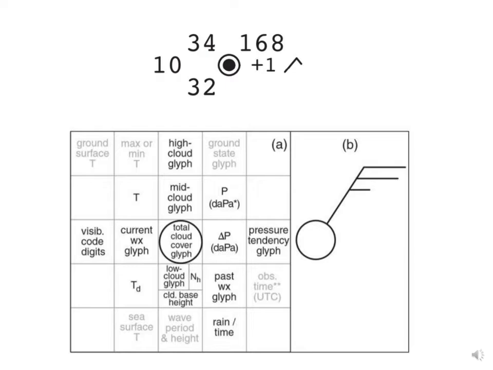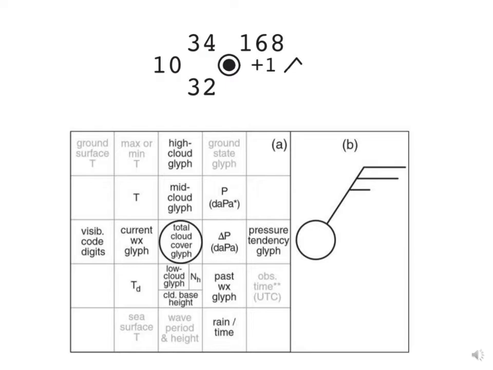This would be overcast. And then the upper left quadrant, the 34, is our temperature. The lower left quadrant, the 32, is our dew point temperature. And both of those are in degrees Fahrenheit because we're in the United States and we do it different than everybody else on the planet.